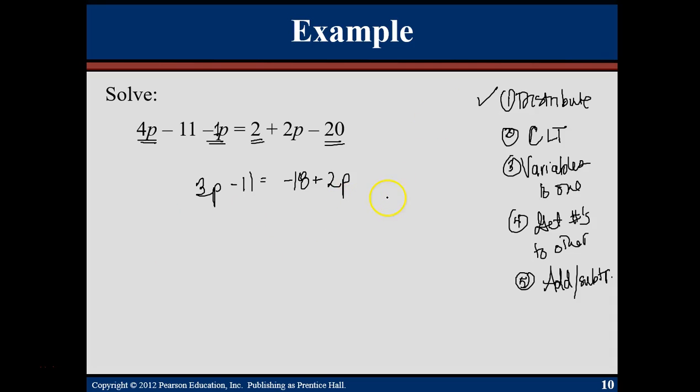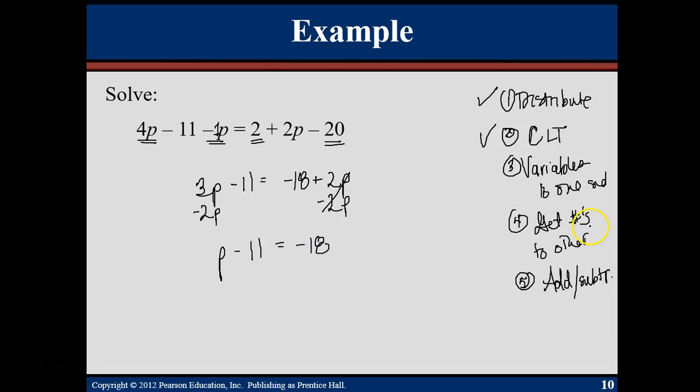Now, 3p and 2p are not like terms. They're not on the same side. Negative 11 and negative 18 are not like terms because they're not on the same side. So we're done. Now we want variables to one side. Let's bring the 2p over to this side. So I'll say, well, this is a plus 2p, so minus 2p. They would be like terms, so I'll just put it right next to the p. You could put it at the end, but it's going to have to get combined with the 3p. 3p plus a negative 2p is just a 1p. Minus 11 equal to negative 18.